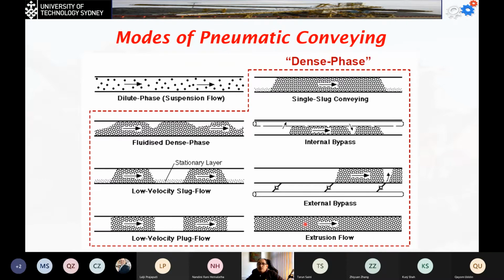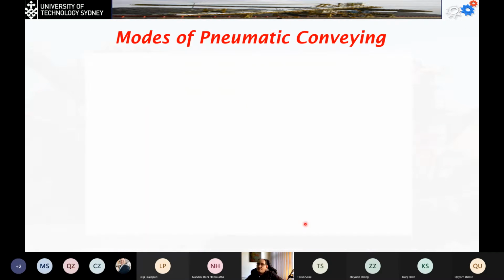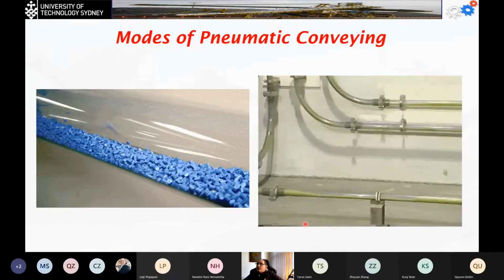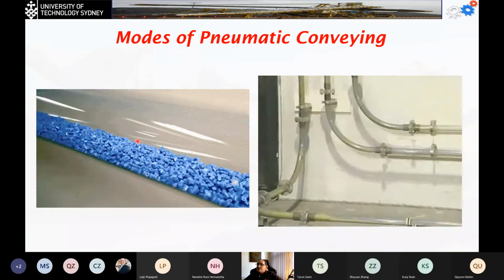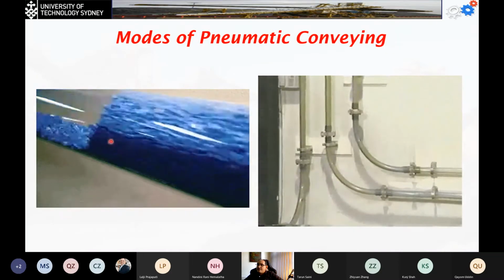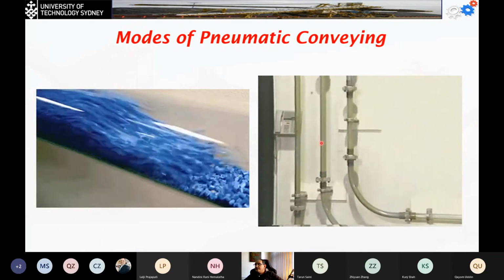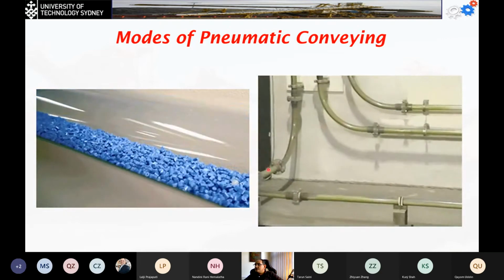Now, the extrusion flow is going to give you the best efficiency for the system. More material is fed continuously through the piping system, but the problem is that there is too much friction between the material and the pipe walls, and this will cause wear of the piping system. As you can see, different types have the material in patches, and in this pipe we get continuous flow.